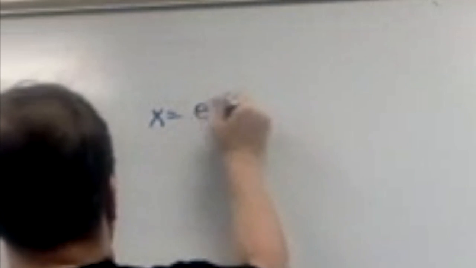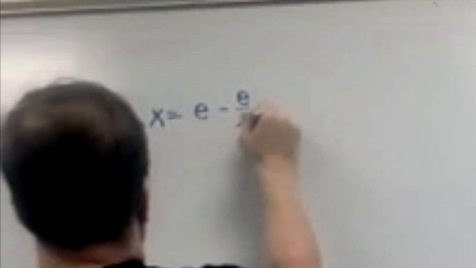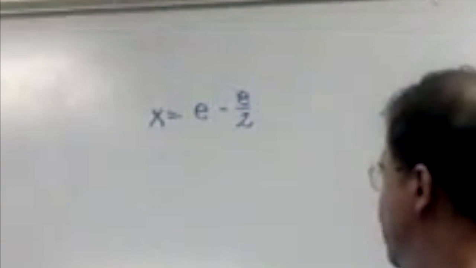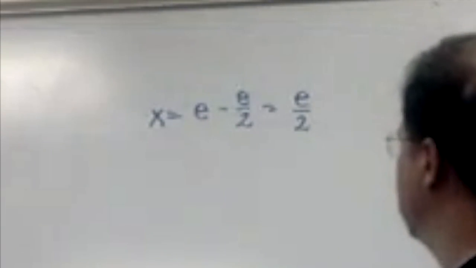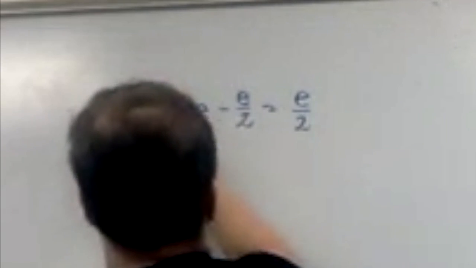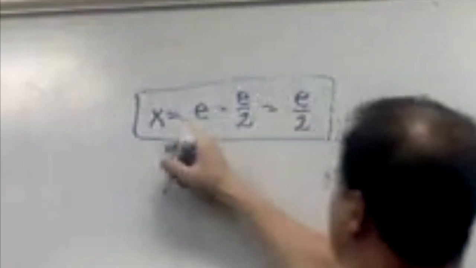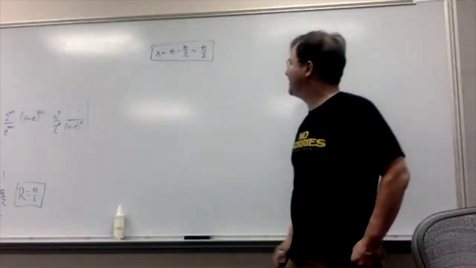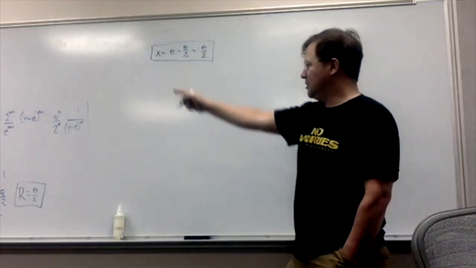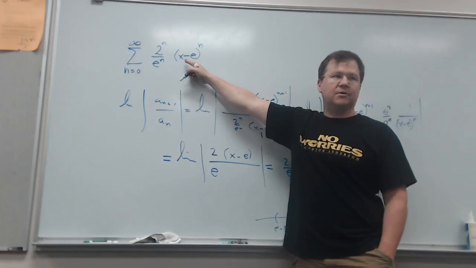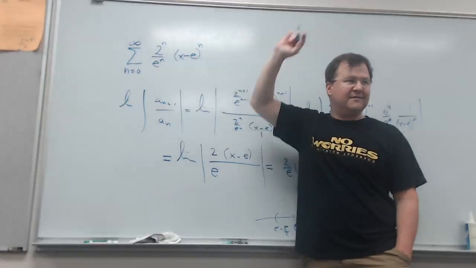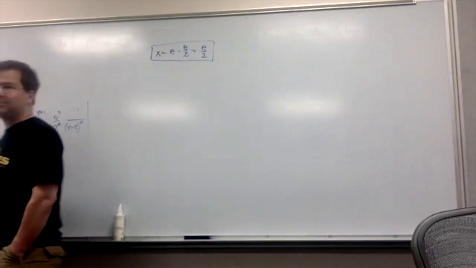So case 1, what if you just plug it in? x equals e minus e over 2, also known as, well, since 1 minus a half is a half, that's e over 2, right? So in this case, I'm looking back now at this series, but now I'm going to replace x with that and see what happens.